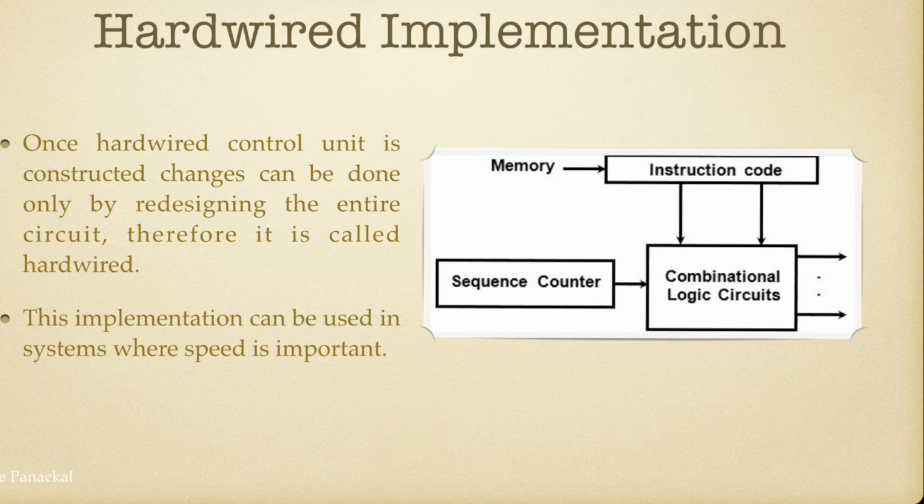So it will be expensive if you want to change anything. This implementation can be used in systems where speed is important, because this is hardwired and we have direct connections, and based on the inputs it will produce control signals. So if speed is important, we can use this type of implementation.